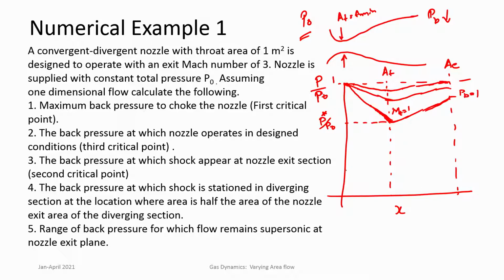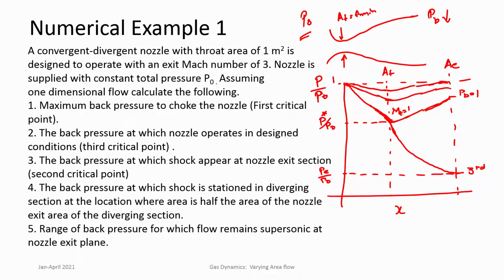According to the area ratio, you will have a designed pressure ratio P_E by P naught. If that particular pressure ratio is given or it is reduced to such a pressure ratio, then the nozzle will work in the designed condition, and there will be no shocks within the nozzle. You will have a completely isentropic flow, and this particular pressure ratio can be calculated by isentropic relations, and that is known as the third critical point. So this is the third critical point.